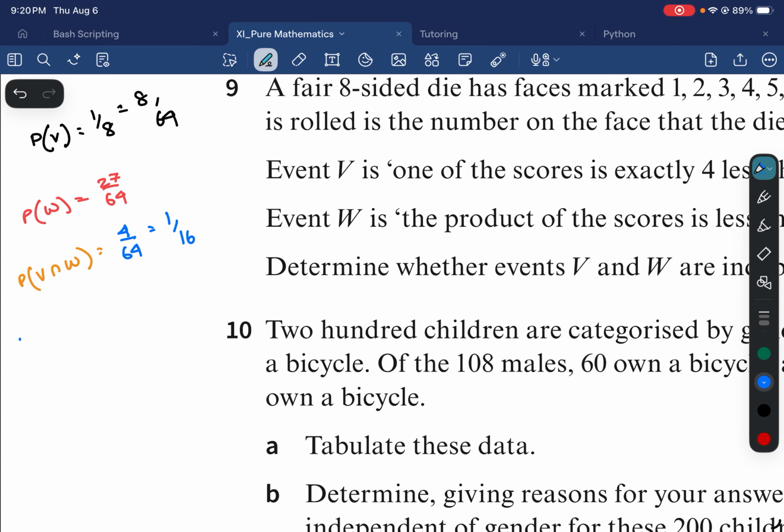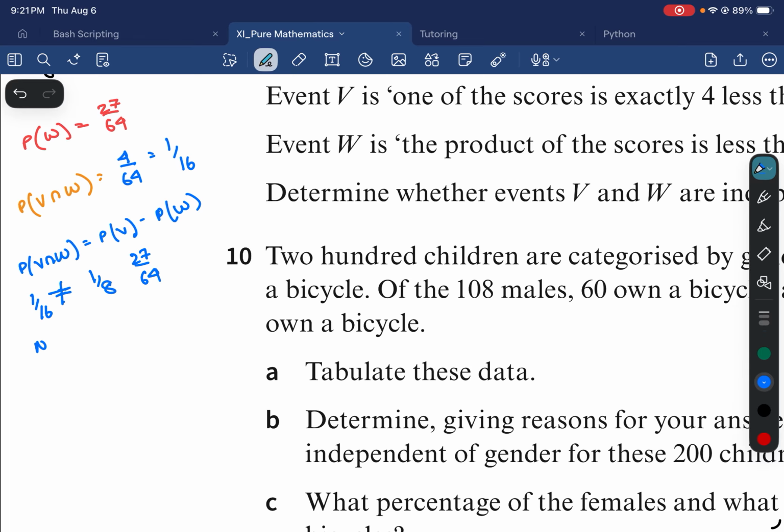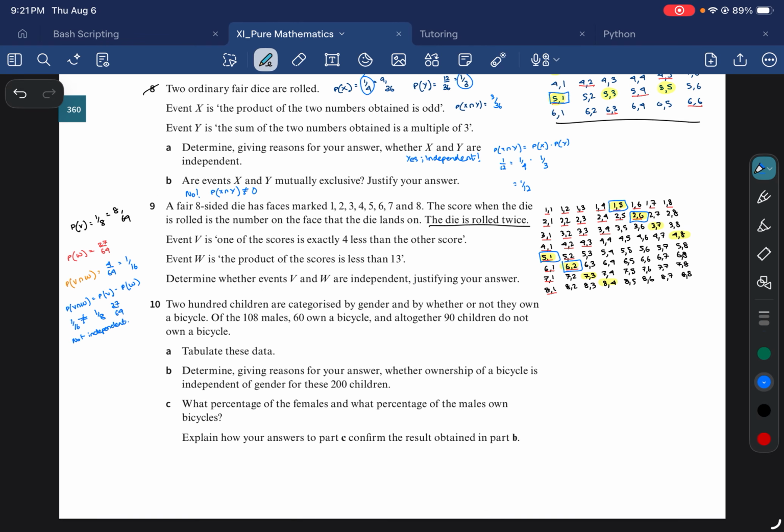Basically the question is, is P(V intersect W) equal to P(V) times P(W)? P(V intersect W) is 1 over 16. Is it equal to 1 over 8 times 27 over 64? And you will find that these are not equal. I don't think they are equal. So they are not independent. All right, we are done.